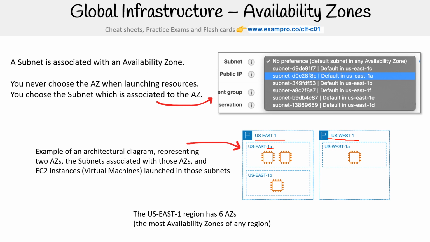The US East 1 region has 6 AZs, and I thought that's just kind of a fun fact because it is the most out of every single one. I don't think anyone comes close to US East 1, but of course it is the most popular. It is the first region, so it's not a surprise that that one has that many, eh?